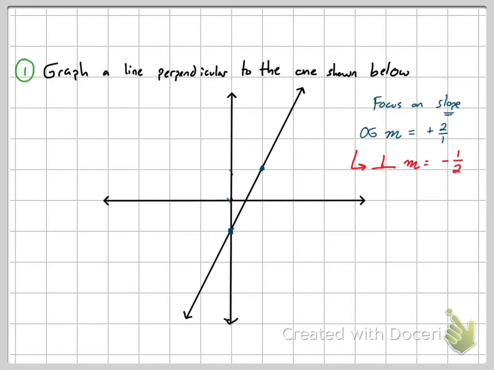Now when I'm going to graph this, it doesn't matter where I put my y-intercept. Really all that matters is the slope here. I'm just going to put my y-intercept at 0, 1. Now I'm going to graph my line by going down 1 over 2. Make my next point and make my line, and as you can see here, these meet at a perfect right angle, so they're perpendicular.